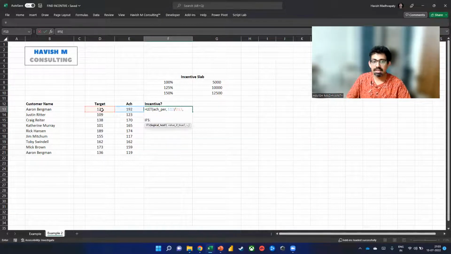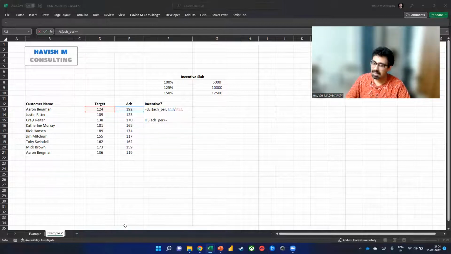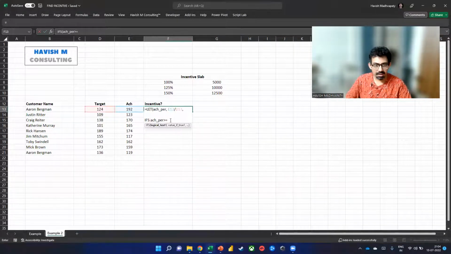And then we will say that IFS, my achievement percentage is, let me start in one direction. So we will probably start by saying that if it is greater than equal to, let me think about it. No, let's do it the other way around. So we'll say that if it is less than 100%, which is 1, then the answer will be 5,000.